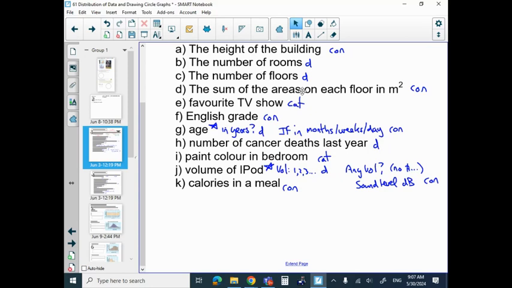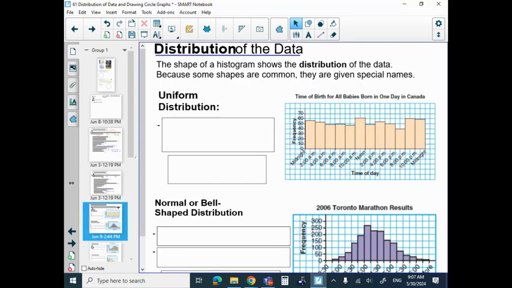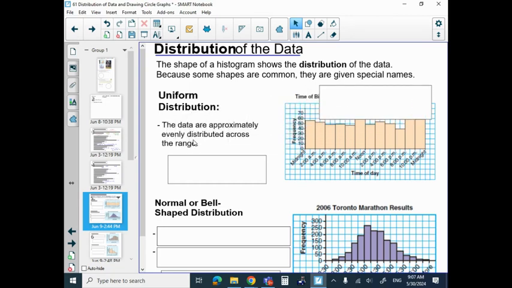Okay, so now we're on to the distributions of data that are really common. There are certain shapes that always come up when you do surveys. This first one says time of birth for all babies born in Canada in one day. There's really no reason for babies to be born earlier or later in the day. It's equal chance everywhere, and so you get what's called a uniform distribution.